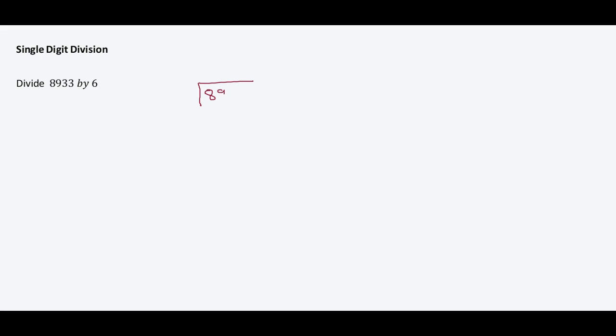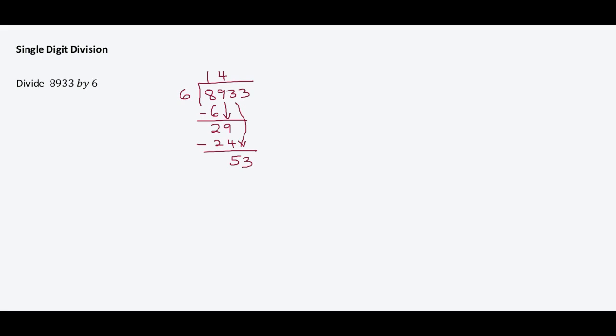8933 divided by 6. 8 divided by 6, we have that one time. 6 times 1, we have 6. 8 minus 6 is 2. We bring down the 9. 29 divided by 6, we're going to have 4 groups of 6 in 29. 4 times 6 is 24. We have 5 as a result of that subtraction. Next, we bring down a 3.